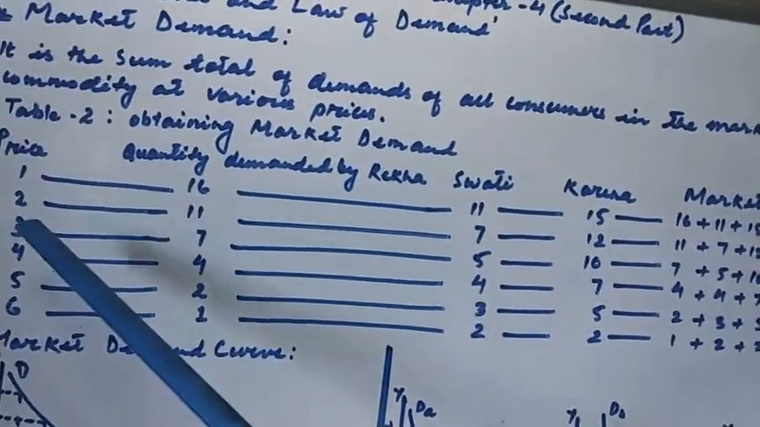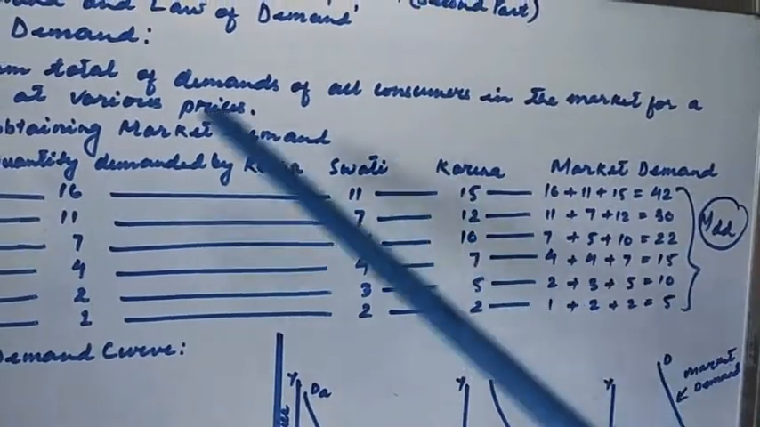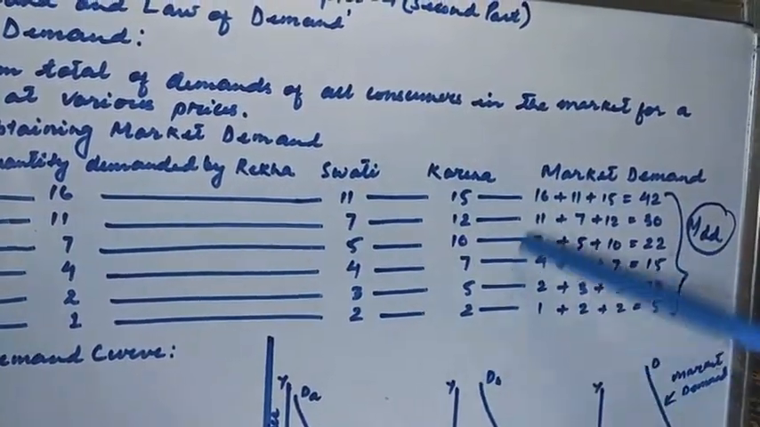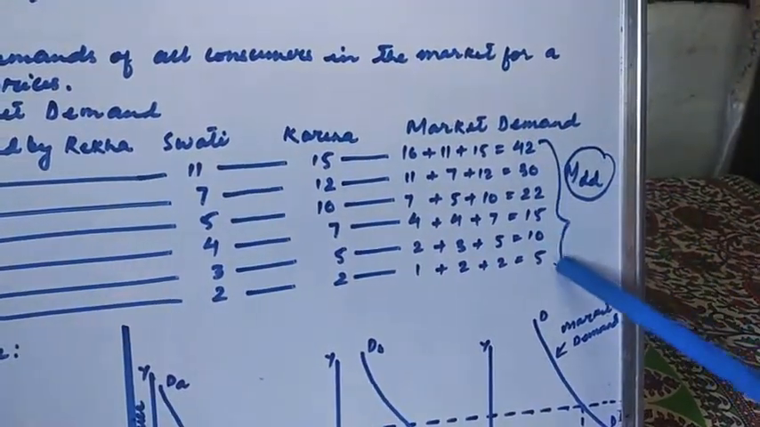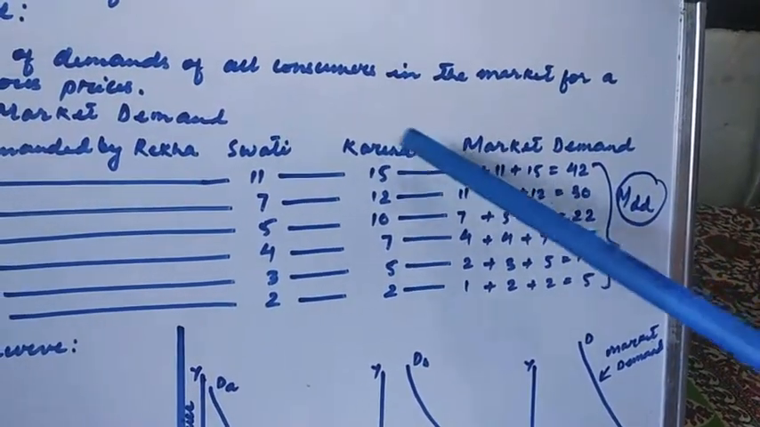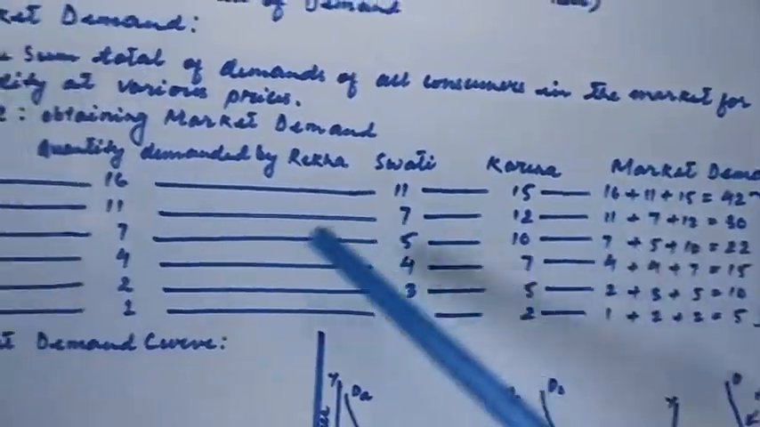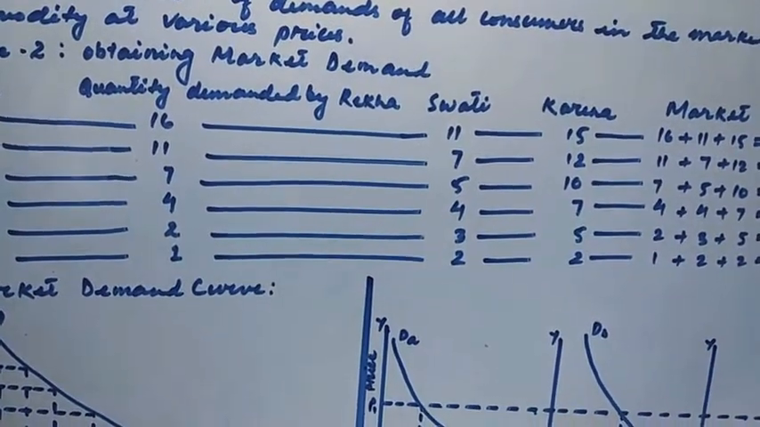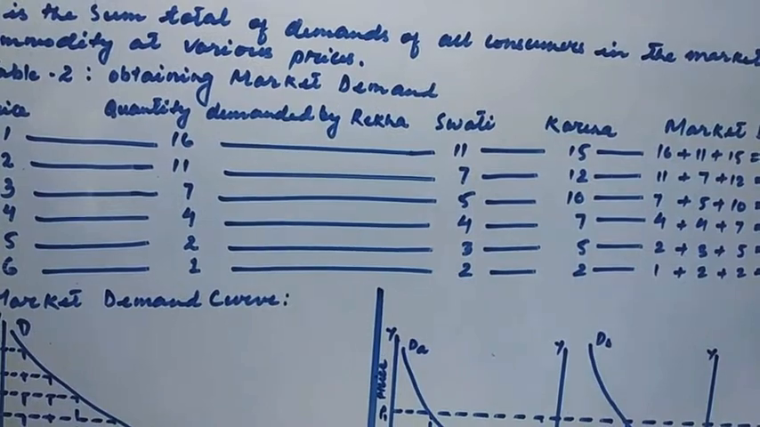Likewise, at rupees 2, 3, 4, 5, 6, we are adding up all the quantities demanded by all the individual consumers to get the market demand. So this is the market demand, and we got this by summing up all the individual consumers' demand in the market for a particular price level. Again, we can explain this in a graphical representation.